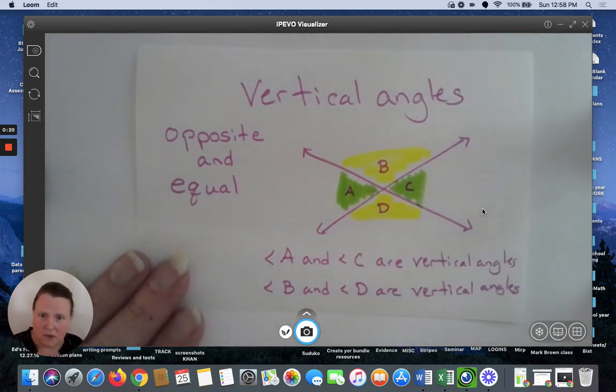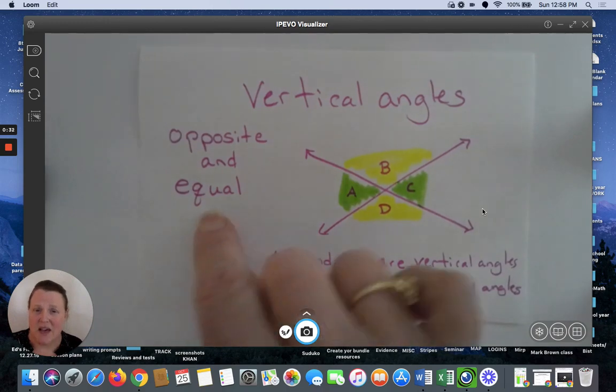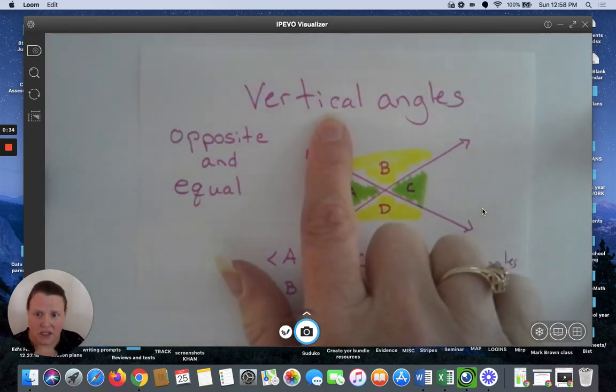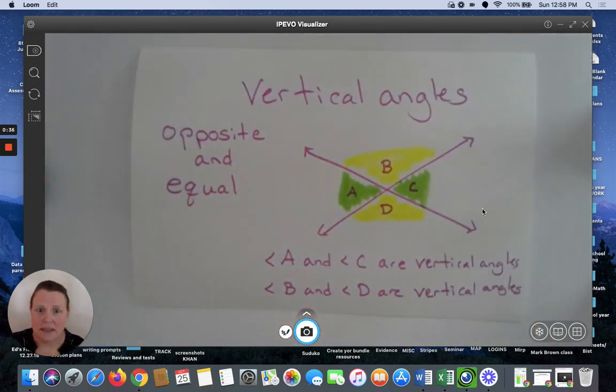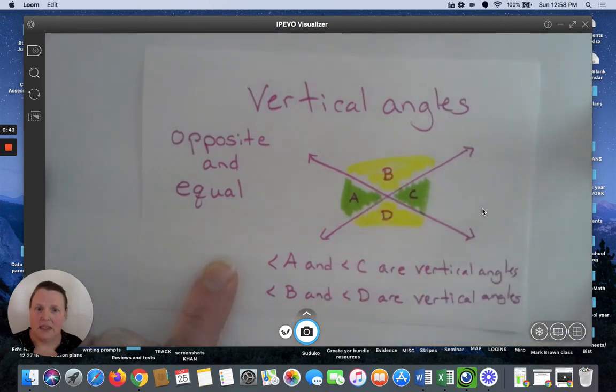They're opposite and equal. And that really helps us when we're trying to figure out what the measure is of a particular angle in a complex figure. We can be like, oh, they're across from each other. That means they're the same, which means they're opposite and equal. And we'll use that vocabulary word, vertical angles. This is the one time when vertical does not mean like I'm jumping straight up in the air. It's not straight up and down. It's opposite. Opposite and equal.